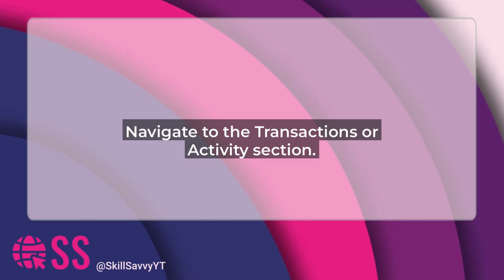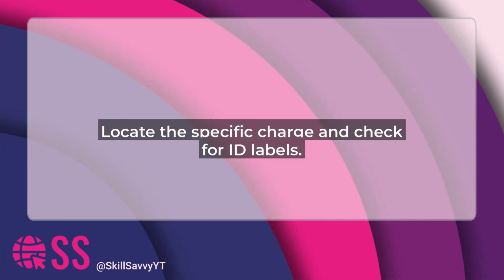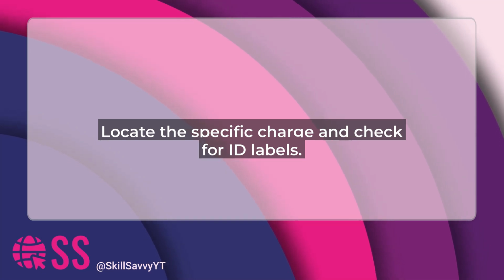To start, log into your online banking account or mobile app. Most major banks like Chase, Bank of America, or even newer fintech apps require a secure login, so make sure you have your credentials handy. Once you're in, navigate to the Transactions or Activity section. This is usually front and center on the dashboard. Look for the specific charge you're interested in. Maybe it's that coffee run or an online subscription.